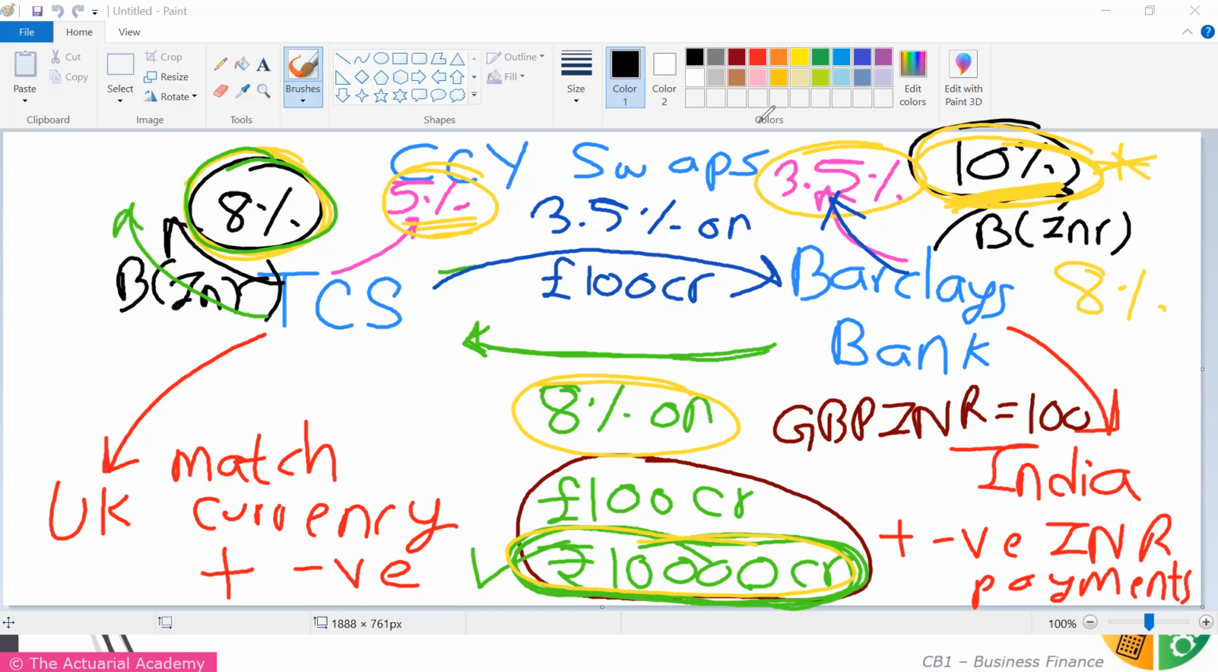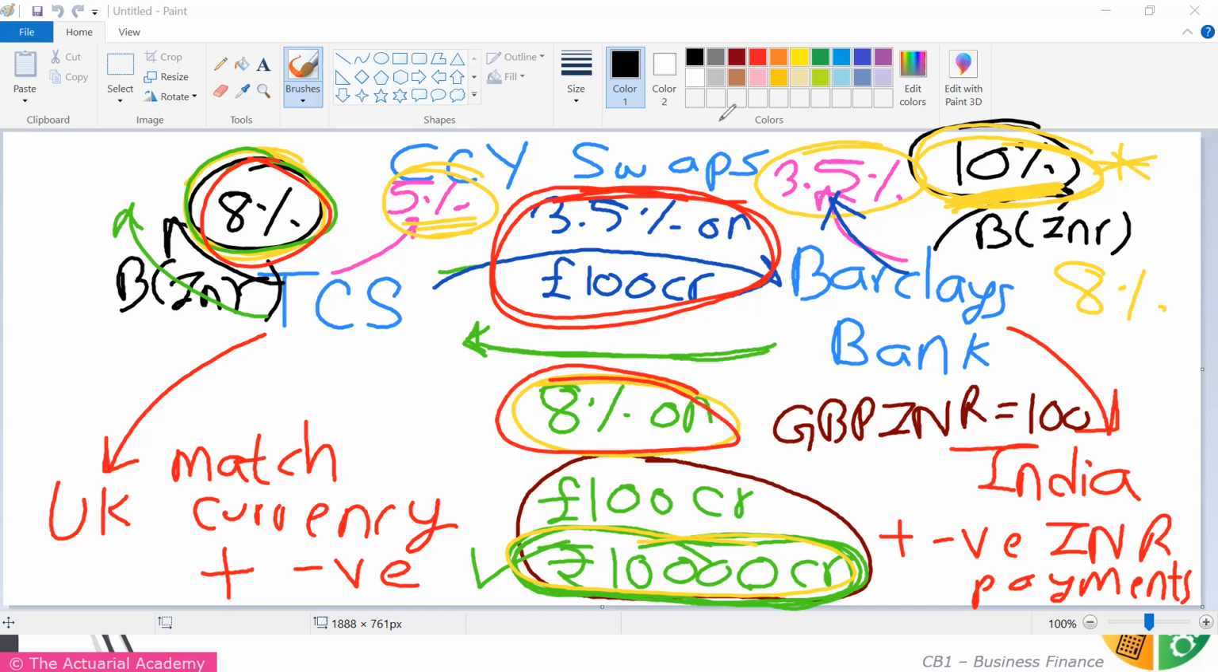So now TCS is making all the payments to Barclays. Basically, it's paying off the loan which Barclays took from its own domestic bank. So Barclays took it from a local UK bank at 3.5% on 100 crore pounds, and TCS is helping it to pay. So now in case of TCS, what is the liability? At the end of the day, TCS has to pay this only. This loan Barclays will pay. So TCS only has to pay this now. And at the end, how much does Barclays have to pay? Only this 8% on the exact same notional in INR.